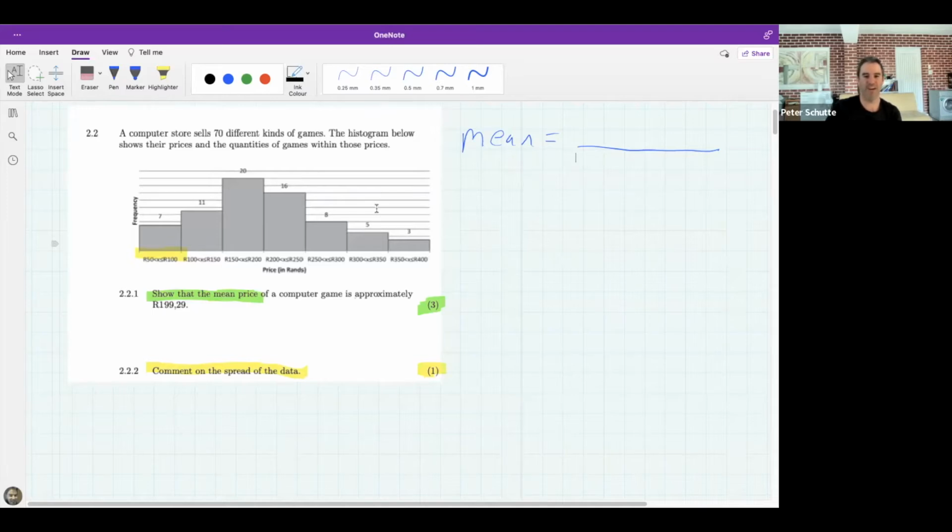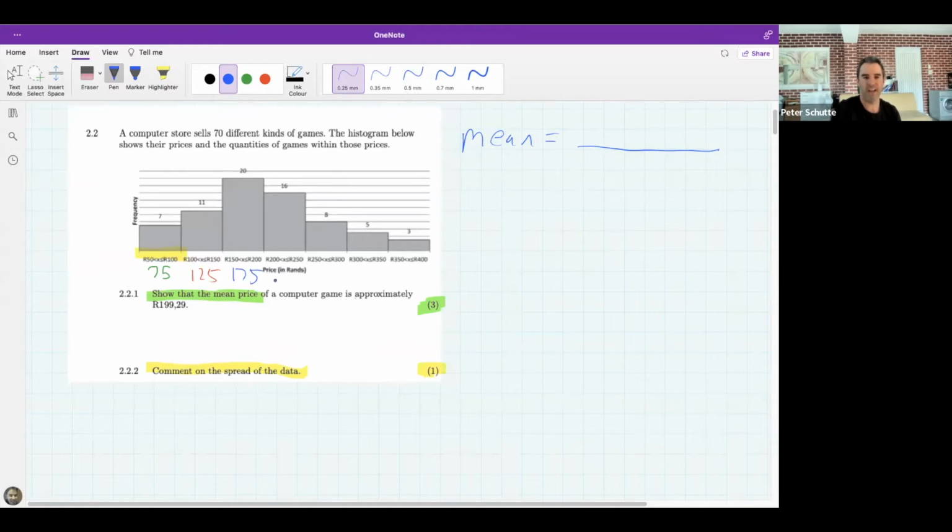Midpoint. Yes, Loretta. Yes, yes, yes. The midpoint is key. So for the first interval, when you've got values from 50 to 100, you're just going to use the midpoint value halfway between, which is going to be 75. Now, you could draw up a grouped data table. That's not wrong. But in the context of this, you're going to have 7 items at 75 Rand, and then 11 items at 125, and you just get the halfway point in these intervals.